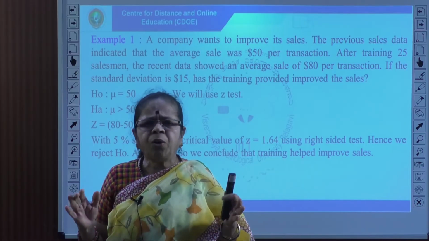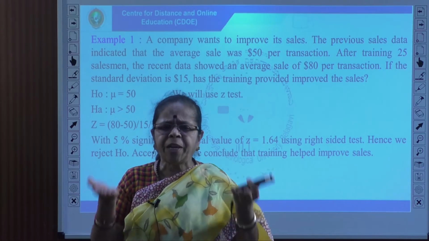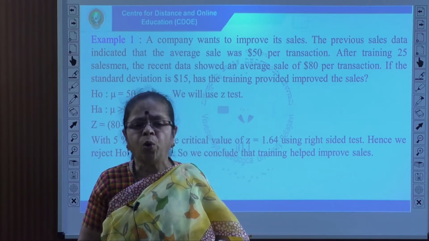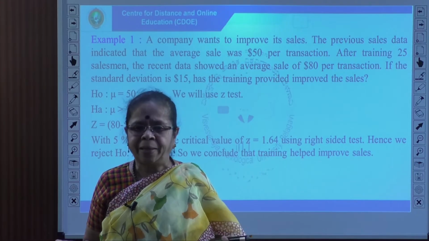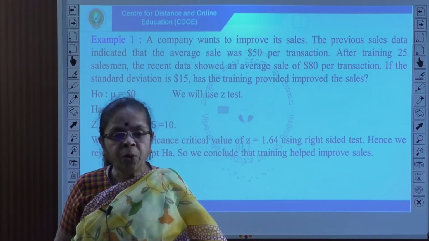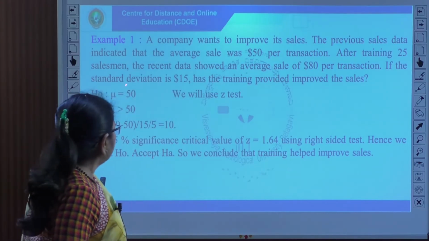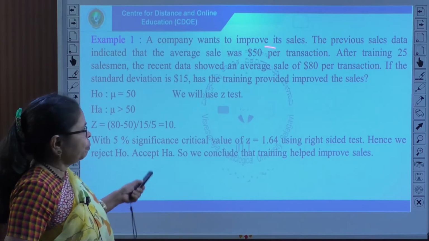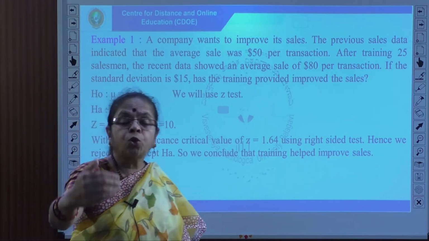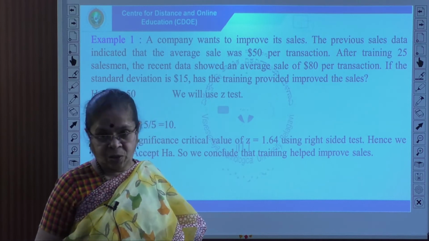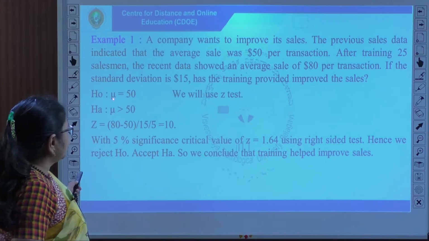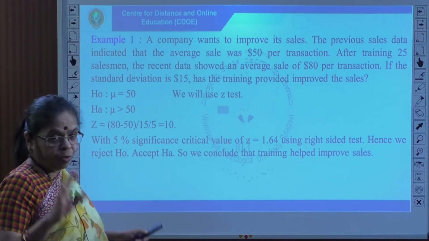In this case I do not have to go for a t-test because I know the standard deviation. Remember, when you do not know the standard deviation you go for a t-test; when you know it, you can go for a simple z-test. So, what do I do? How do I hypothesize? I hypothesize that the mean is 50, and I want to show that training has increased it. So, the alternative hypothesis will be mu is greater than 50.